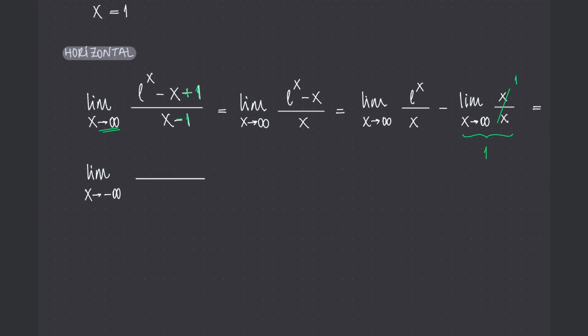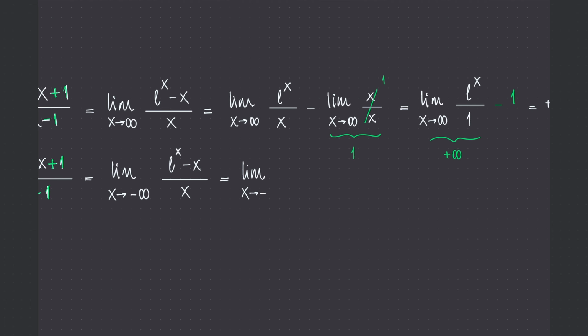Now let's do the same as x approaches negative infinity. We have e to the x minus x plus 1, again, over x minus 1. And again, the influence of positive 1 and negative 1 can be neglected. Therefore, we have the limit as x approaches negative infinity of e to the x minus x over x. And again, we can break it down into two limits.